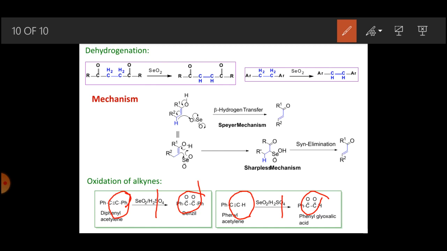So, selenium dioxide can give a variety of reactions. If we want to summarize it, it can oxidize the allylic position, it can oxidize carbonyl compounds, it can oxidize the benzylic group, it can oxidize alcohols, it can oxidize alkynes, it can also give the dehydrogenation reaction. So a variety of oxidations can be achieved by this selenium dioxide. This is all about selenium dioxide, which I have tried to cover in detail.